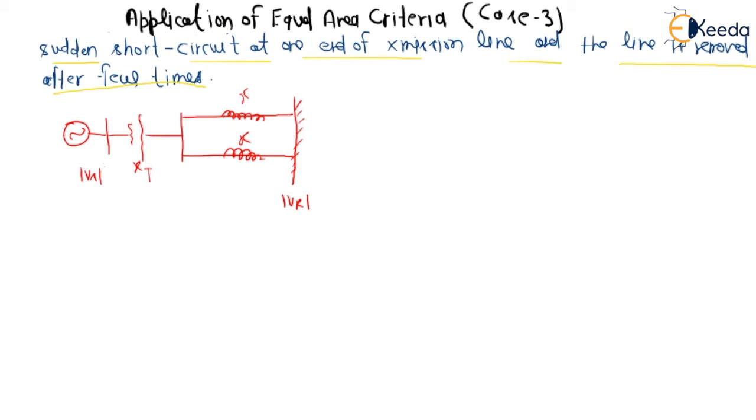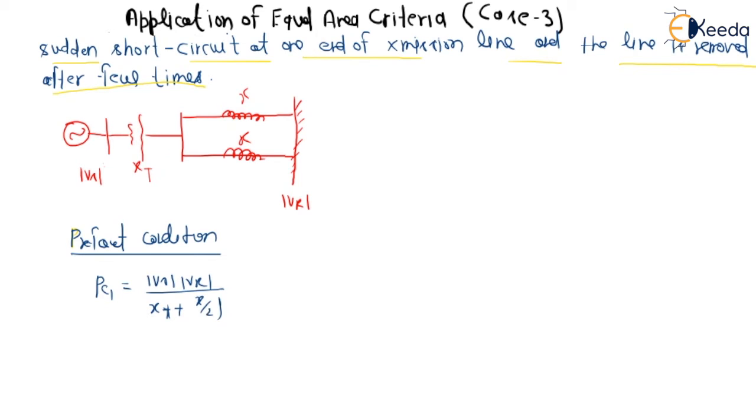So at pre-fault condition, now I am going to write all the values. Pre-fault condition PE1, we can write as Pmax1 equals Vs into VR upon Xt plus X by 2, sine of delta. This is the pre-fault condition. Now what will happen after the fault?